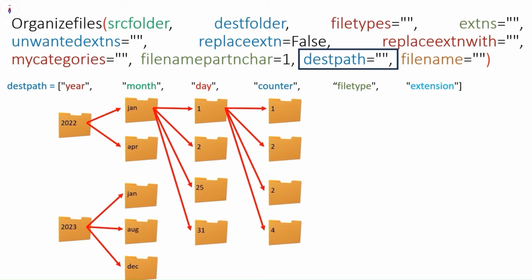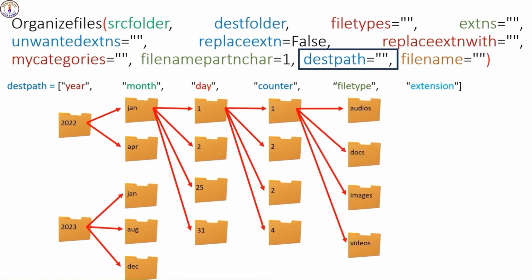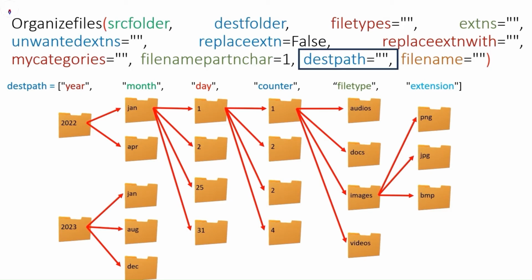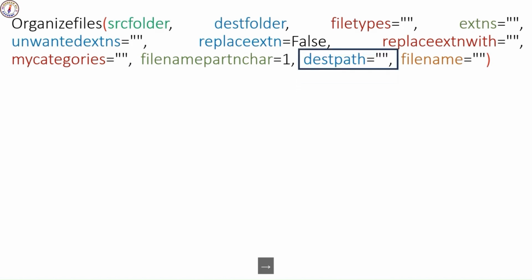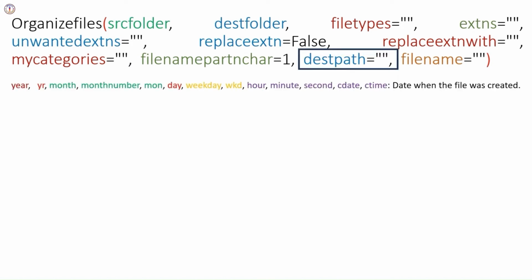Then inside each counter folder, you will have file type folders, that is videos, documents, images, etc. Inside each of these folders, you will have folders named according to the extensions of the files. For example, inside the images folder, you will have subfolders called PNG, JPG and BMP, etc. All PNG files will be placed in the PNG folder and all JPG files will be placed into the JPG subfolder and so on.